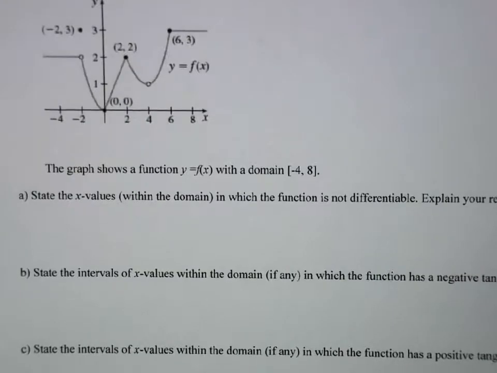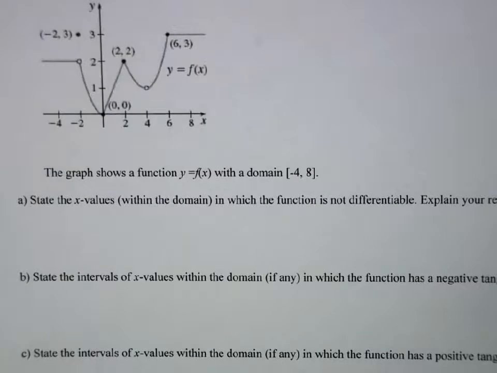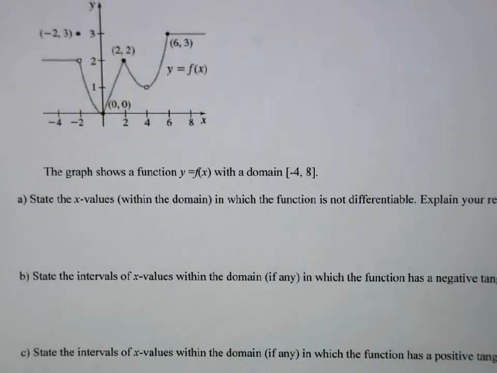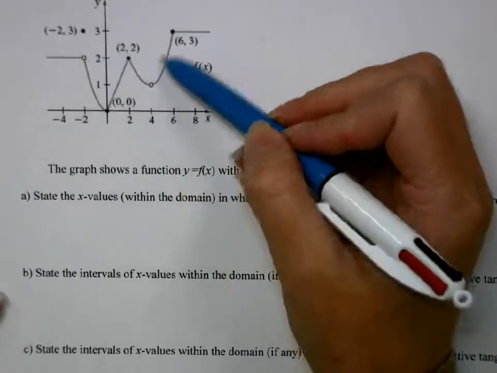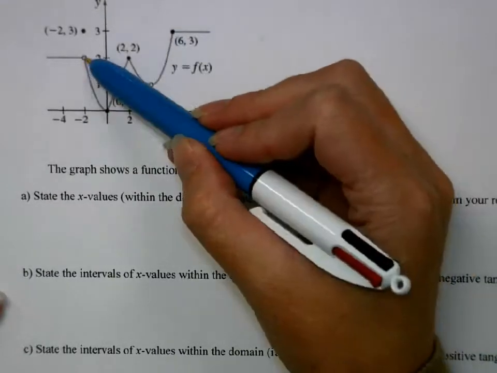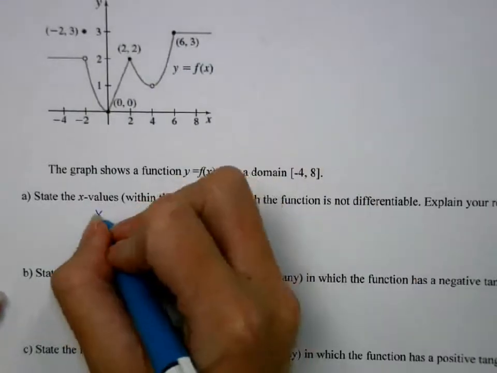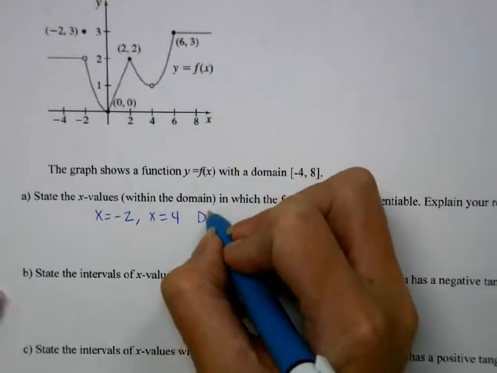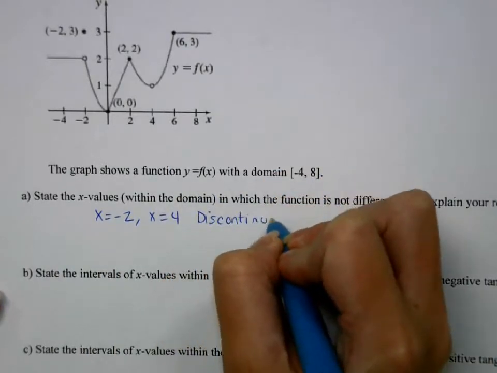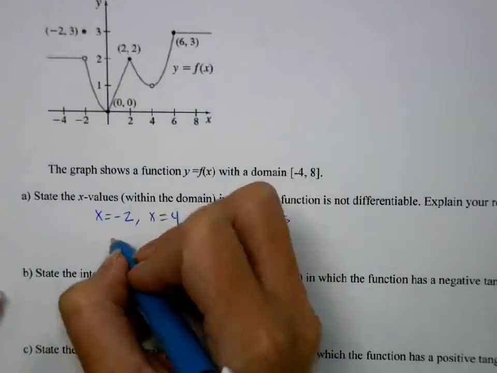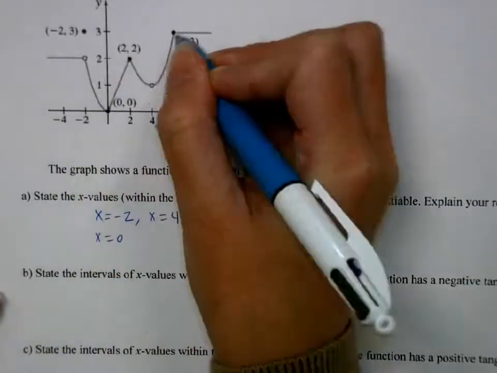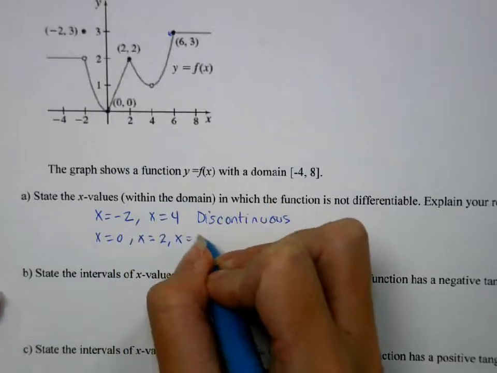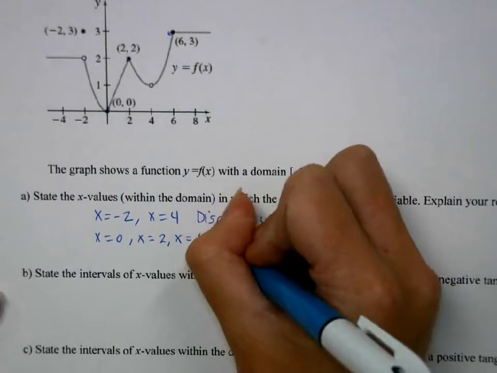Okay, this next graph, we're just looking at differentiability. So it says state where the function is not differentiable and why. So we've got a lot of locations where it's not differentiable. This one and this one, so x equals negative 2 and x equals 4 are discontinuous. So it is not differentiable at 0, 2, and 6. There's a sharp shift or a corner, so it is not differentiable.